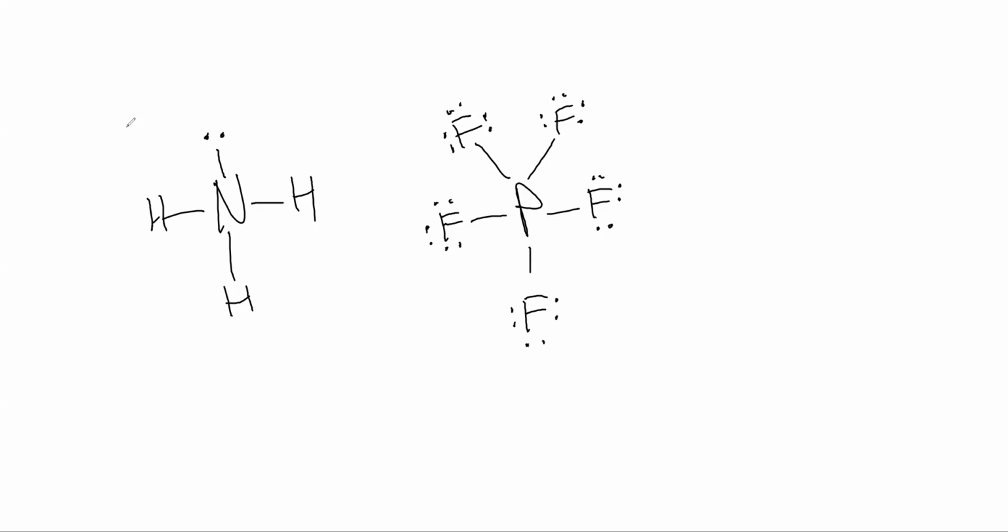So who thinks that they have an answer for one of these molecules? Ammonia is going to be polar. We should have a difference, right? So this is 3.0 and this is 2.1. So there's a difference of 0.9 here. And because of that lone pair, we're going to be imbalanced.